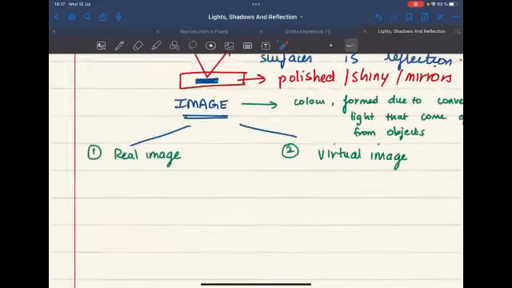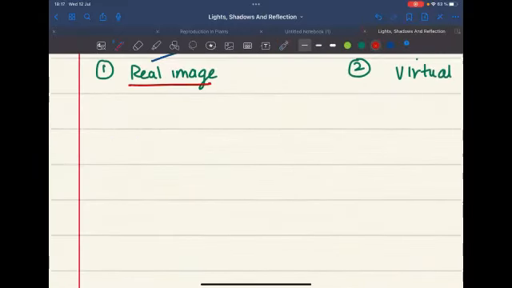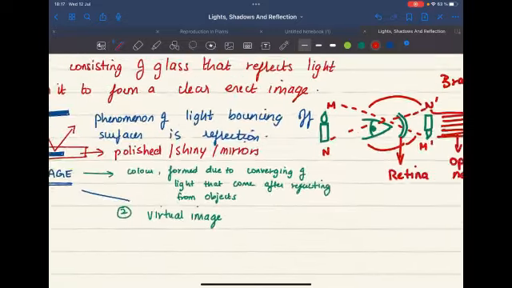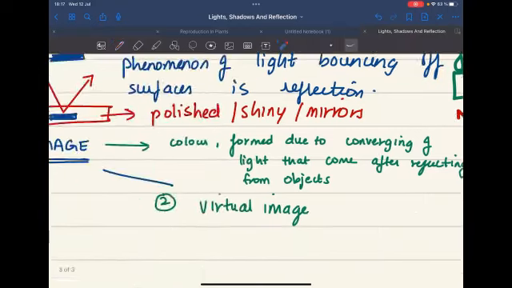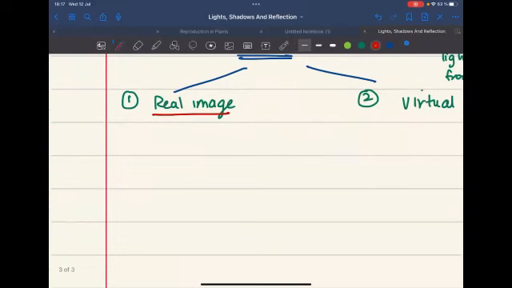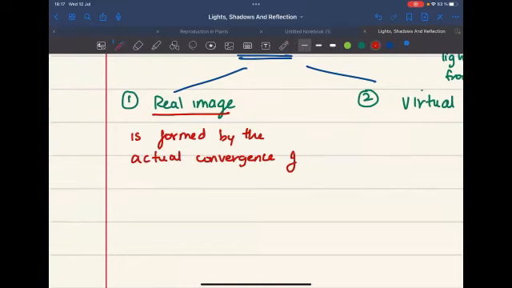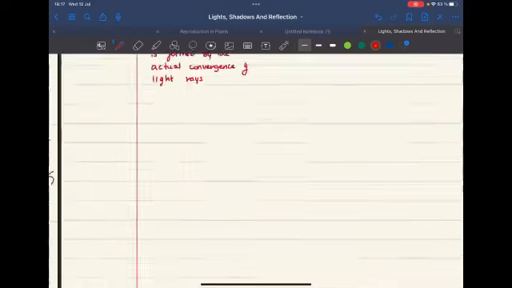So now let's come to the real image. So a real image is formed by actual convergence of the light rays. You can see it's actually converging over here. Okay, so this image that you see directly with your eyes is the real image. So real image is formed by the actual convergence of light rays.